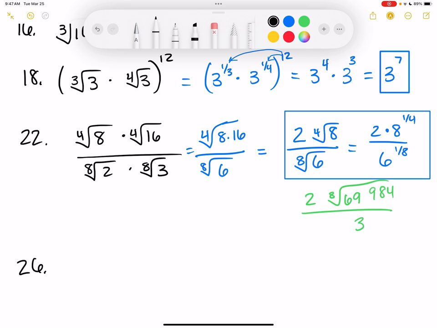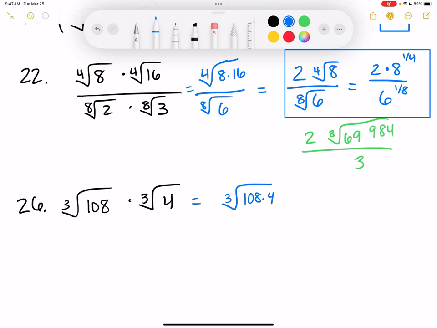Number 26. The cube root of 108 times the cube root of 4. Well, we have to squish them together. So we have the cube root of 108 times 4. I'm going to do a little factor tree, but you don't have to. I'm just going to do 108 and 4. If you would be satisfied by knowing what that number is, you can. But you don't have to.